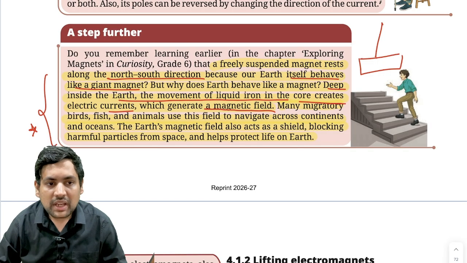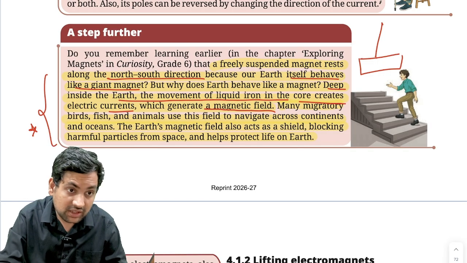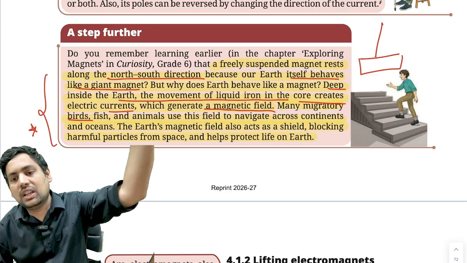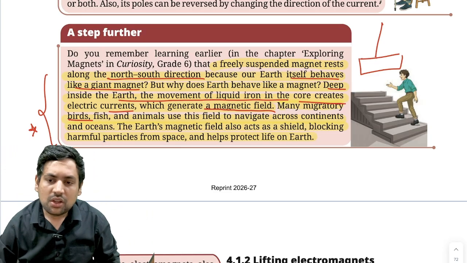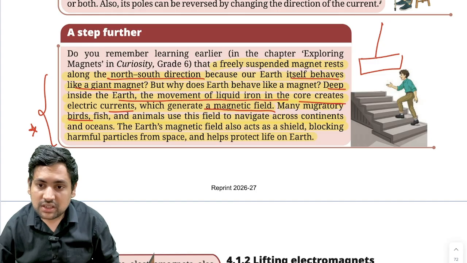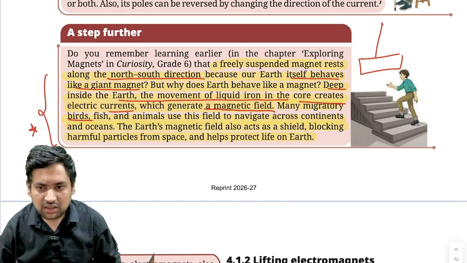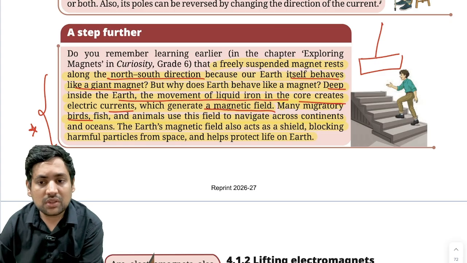Understood? Now, many migratory birds, this has been shown recently. Some kinds of birds that go from, let's say, Siberia come to India during the winter season. Now, how are they able to navigate? There are so many changes in the weather patterns. There are so many new things that come up.